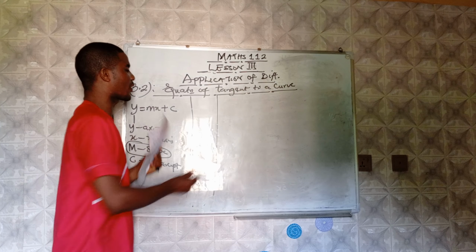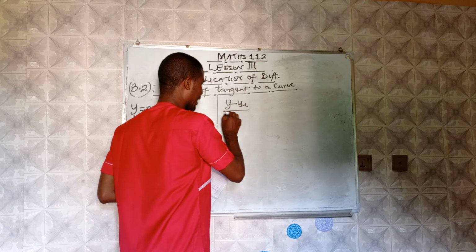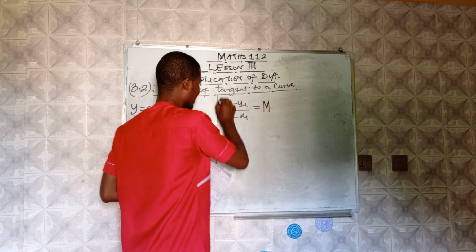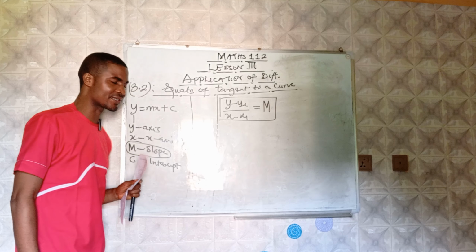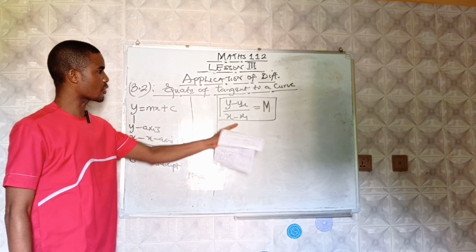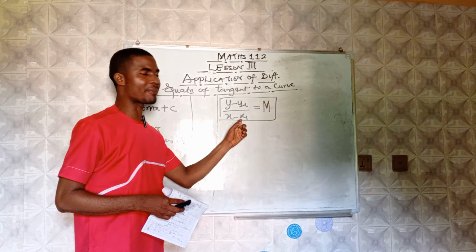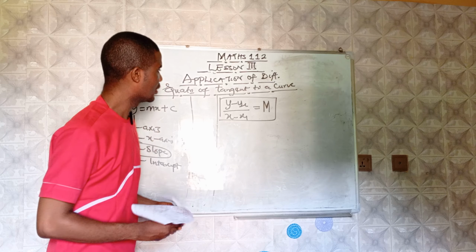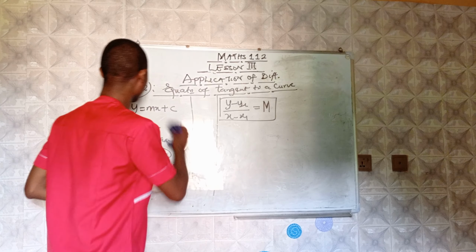So for me to find the equation of a tangent, I will be using y minus y1 over x minus x1 equals m. This is my formula for the equation of a tangent to a curve. So when they ask me to find the equation of a tangent to a curve, my mind should go directly here because it's what I'm going to be using. So let's take an example to drive the point home.